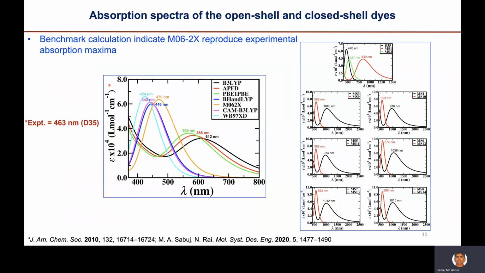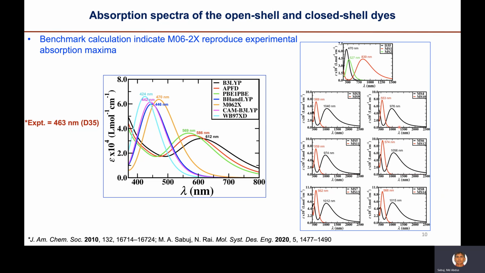To get the absorption spectra, first we performed a benchmark calculation on the parent dye D35 to select an appropriate functional. The absorption maximum predicted with the M06-2X functional is very close to the experimental value in ethanol solvent. Therefore, all the excited state properties are calculated with the M06-2X functional in implicit ethanol solvent.